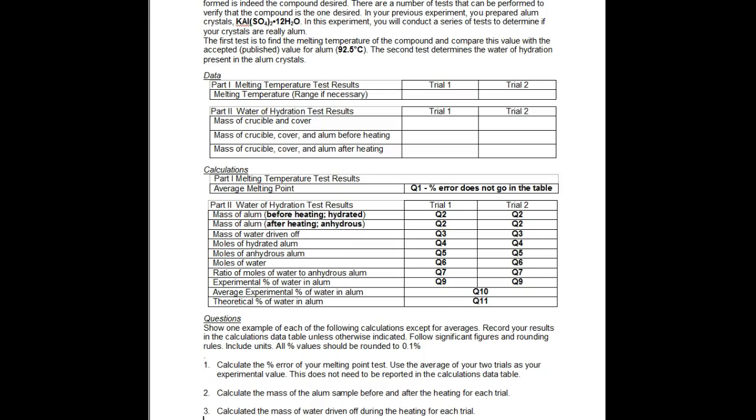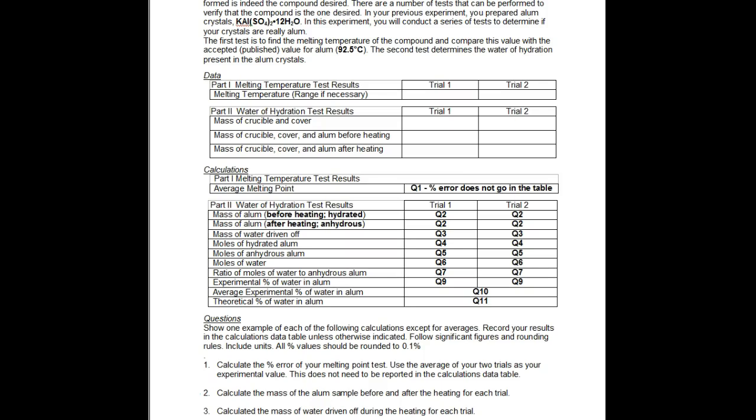And then it says calculate the mass of the water that was driven off during the heating. If you go back to your determining a chemical formula lab, you've done something like this before. If you notice in part 2 of the calculation table, I said before heating you had a hydrated alum sample, which means that you had the water as a part of it.